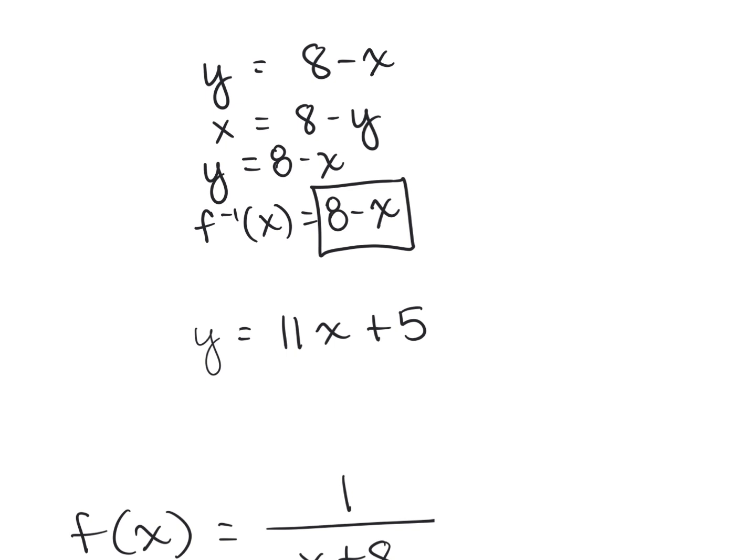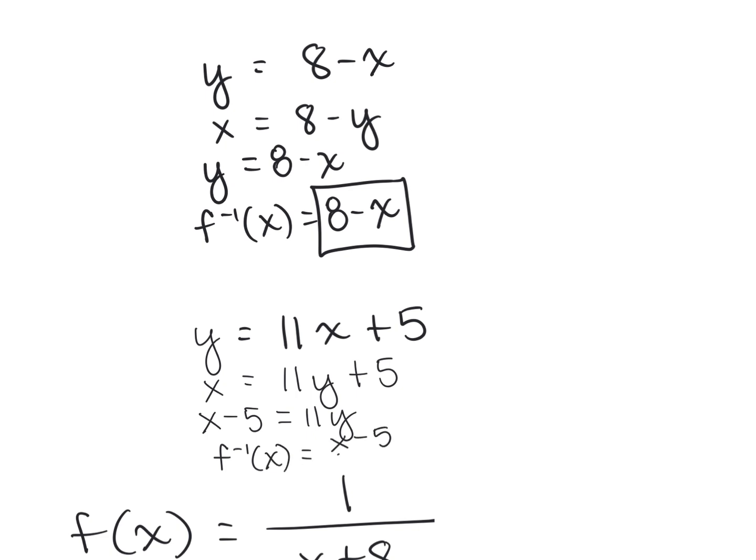So you change f of x into y, y becomes x, and x becomes y, and then we're going to solve for y. So I have x minus 5 is equal to 11y, so that y equals x minus 5 in my numerator, and I divide that by 11. So that would be my inverse function.